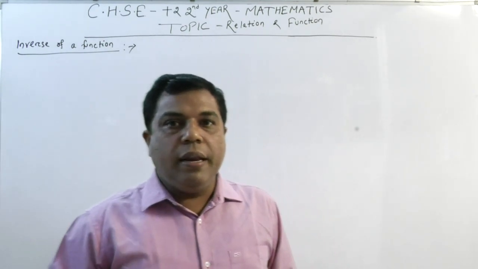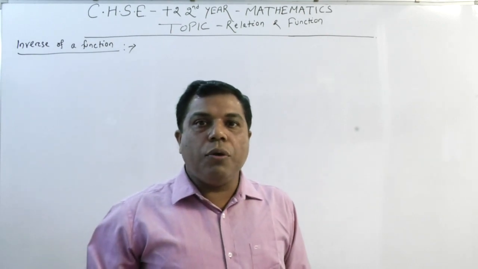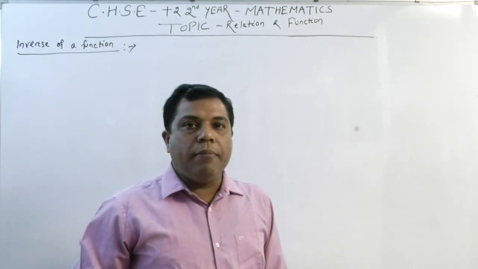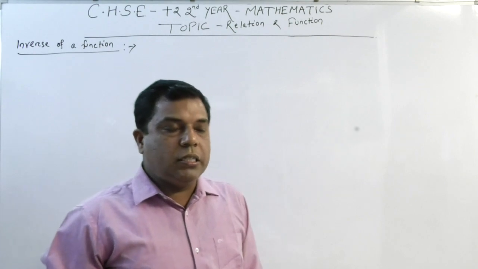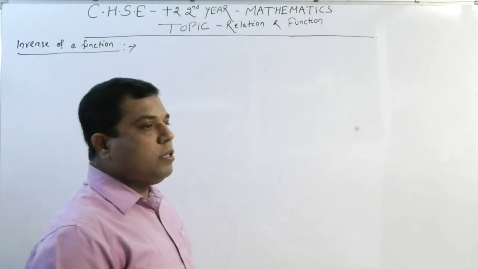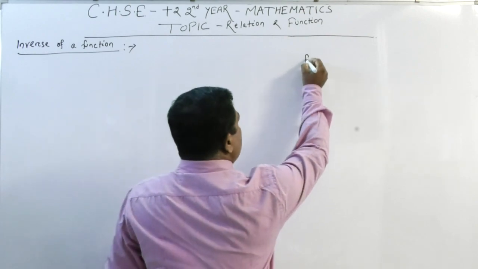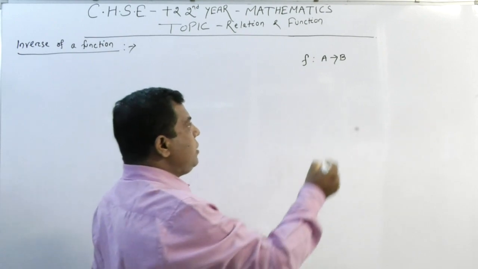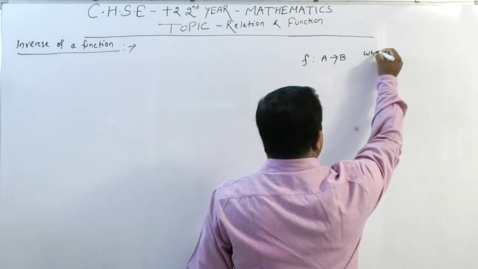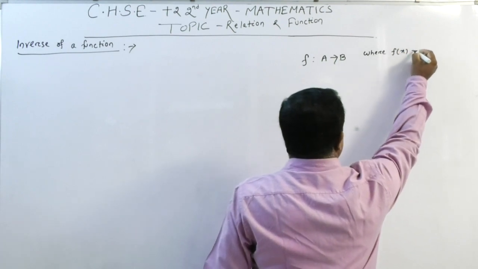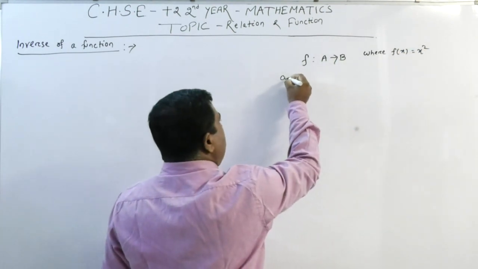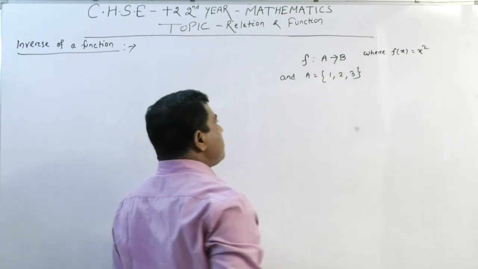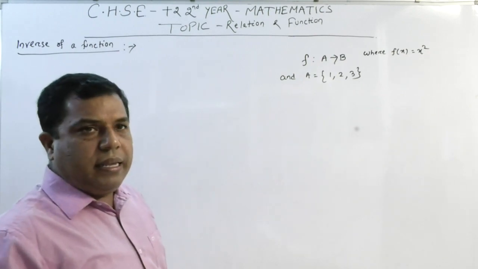So let us begin with the concept, what we mean by inverse of a function, and later on we will proceed to its other properties. Suppose a function f is defined from set A to set B, where f of x equals x square, and let A equal to 1, 2, 3.